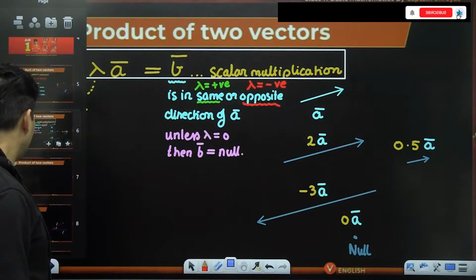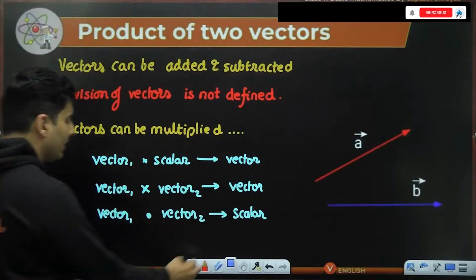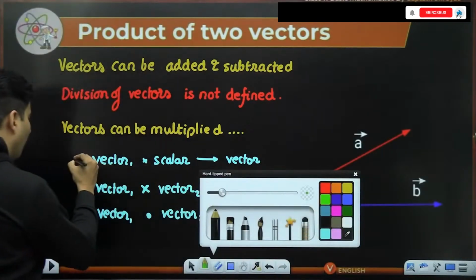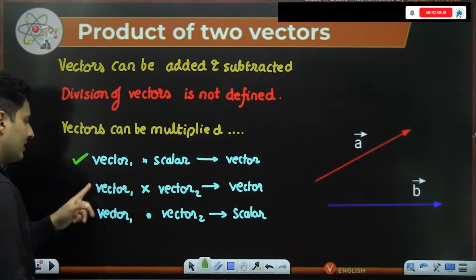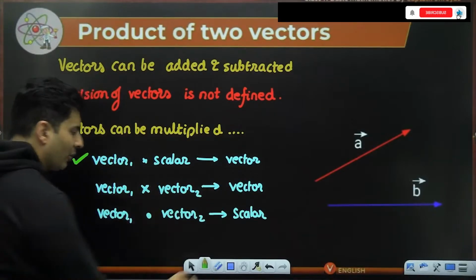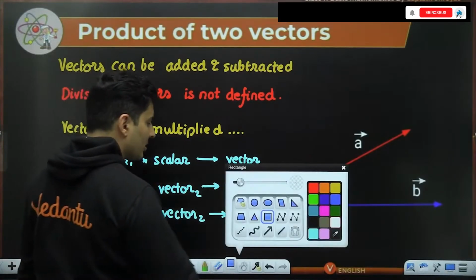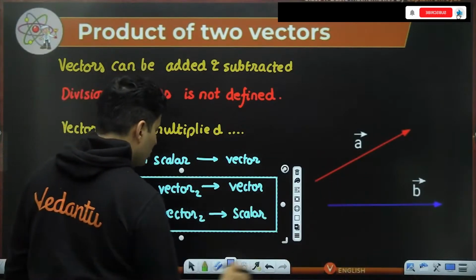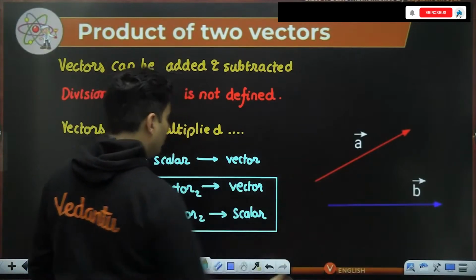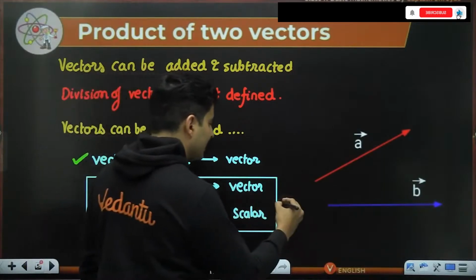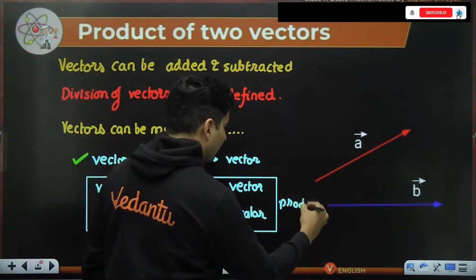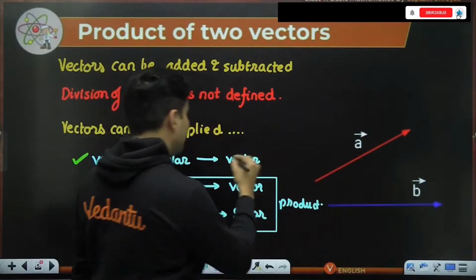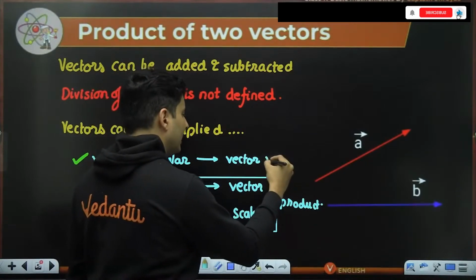Now that we are clear about what this is, let's talk about these two. Whenever these two are being spoken about, please remember one thing. These two are usually called products. These are vector and scalar products, whereas this is called vector multiplication.